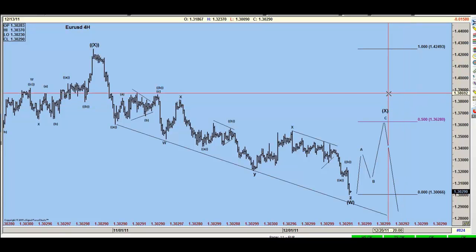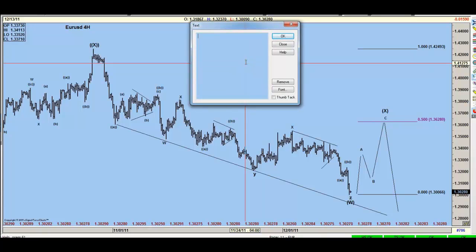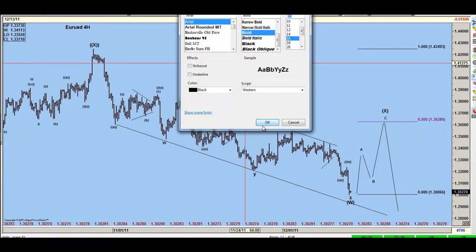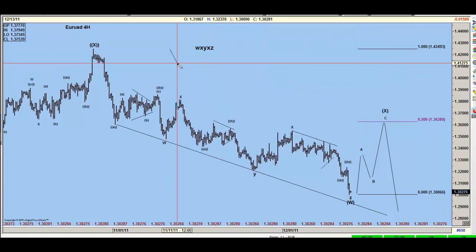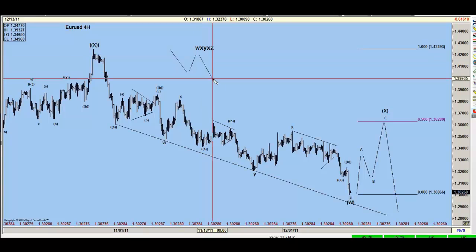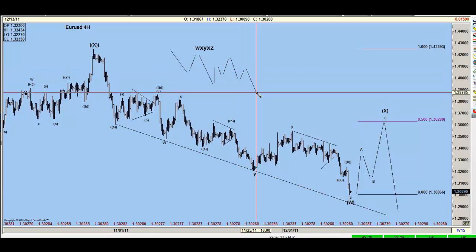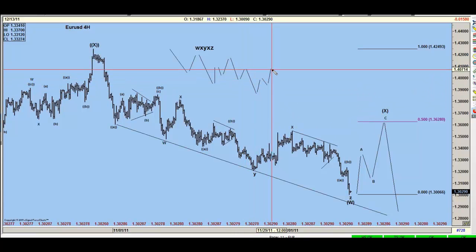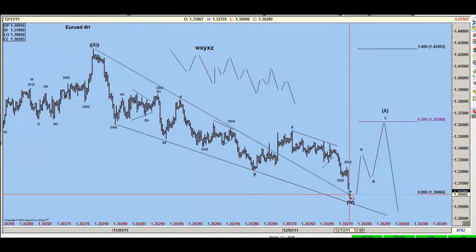Now, how are we labeling? We're labeling it as a triple zigzag. A triple zigzag is a structure that runs with this labeling, for the new guys right there. A triple zigzag runs like this: 1, 2, 3, a correction of the whole move; 1, 2, 3, a correction of the whole move, and another 1, 2, 3. Now, let's see if this structure can be seen from here to here.